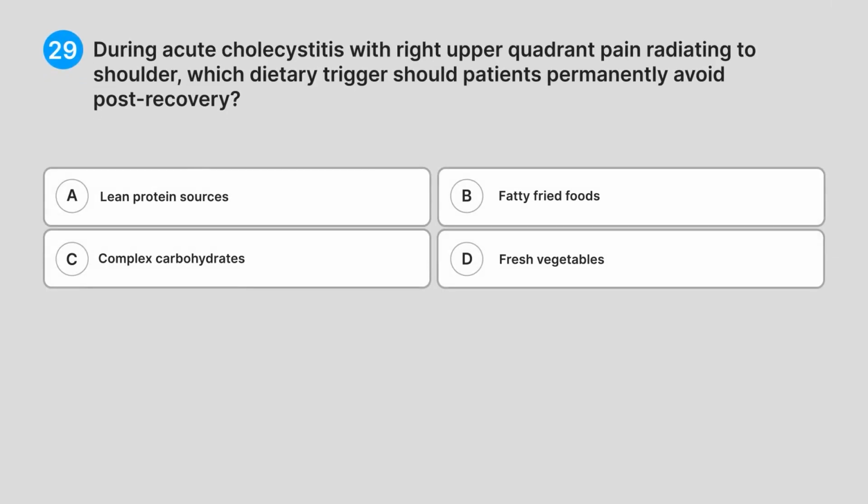29. During acute cholecystitis with right upper quadrant pain radiating to shoulder, which dietary trigger should patients permanently avoid post-recovery? A. Lean protein sources. B. Fatty fried foods. C. Complex carbohydrates. D. Fresh vegetables.